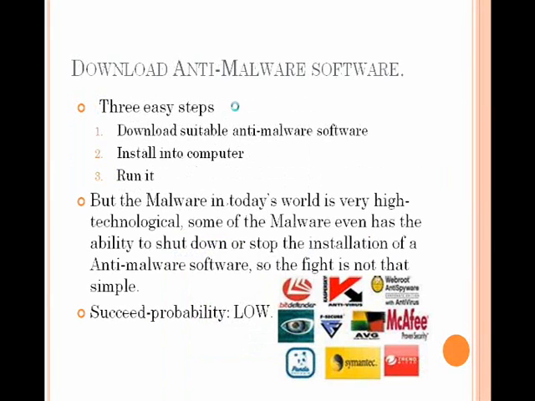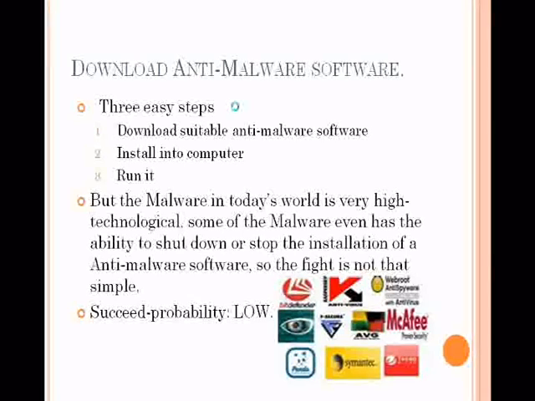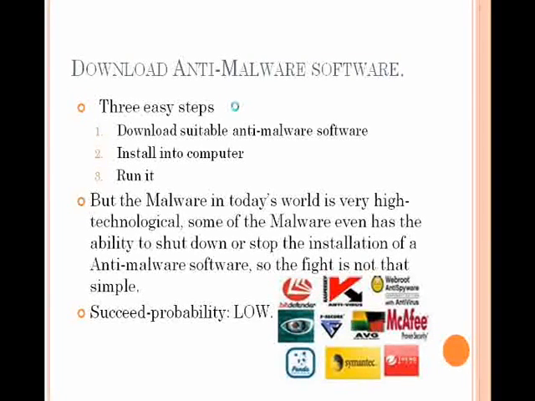The first and the easiest choice is to download anti-malware software. There are only three easy steps. Find suitable anti-malware software online and download it. Install the software into your computer and run it. It can be done very easily and quickly. However, we still have a problem, because since IT technology is improving very quickly, there is some smart malware that even has the ability to shut down and stop the installation of anti-malware software. The success probability is low.